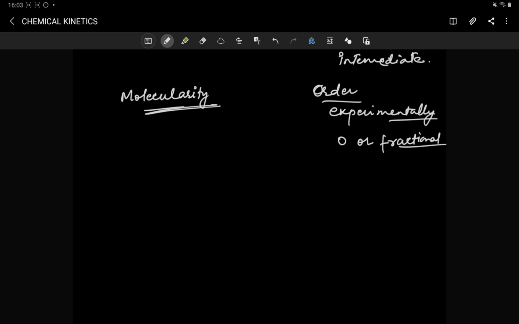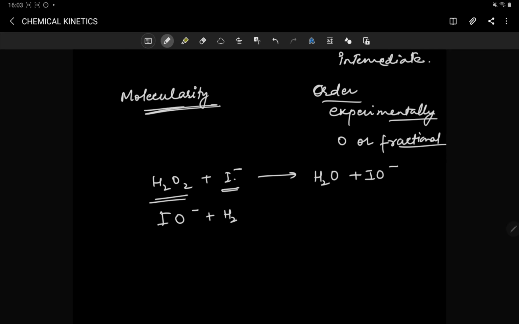Now in a complex reaction, the order is determined by the slowest step. Say for example, if we take one reaction, H2O2 plus I minus, hydrogen peroxide is reacting with the iodide ion to give H2O plus IO minus. Now this IO minus further gets oxidized with H2O2 to give H2O plus I minus plus O2. So that is how the reaction is taking place.